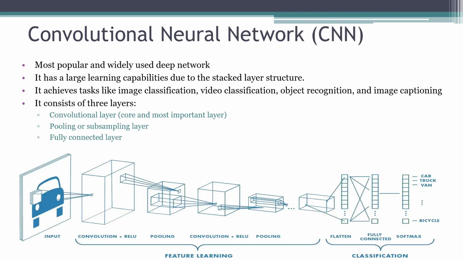Convolutional neural network is the most popular and widely used deep network, especially in the computer vision field, since it has large learning capabilities due to the stacked layer structure. It succeeded in achieving tasks that were beyond reach, such as image classification, video classification, object recognition, and image captioning. The CNN network has a hierarchical structure of feature maps. It consists of three layers: convolutional layer, pooling or subsampling layer, and fully connected layer.